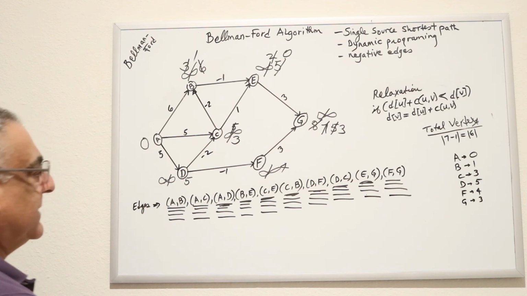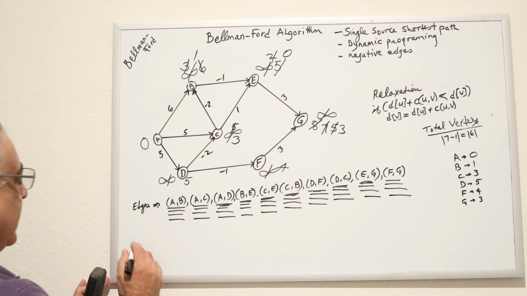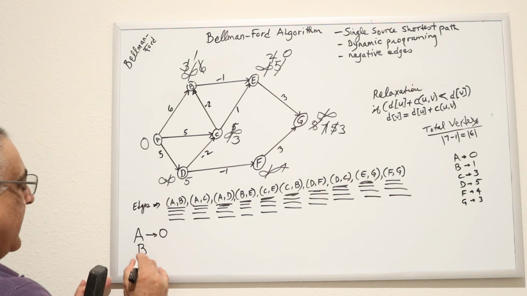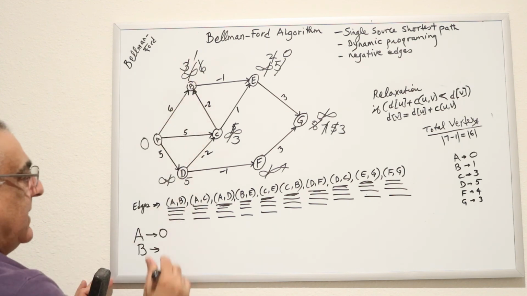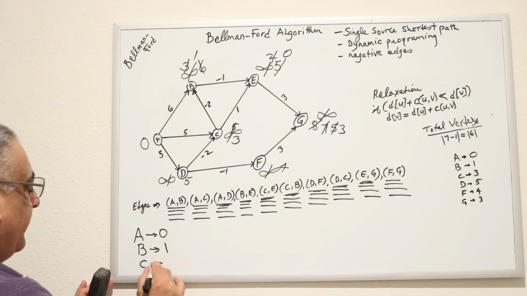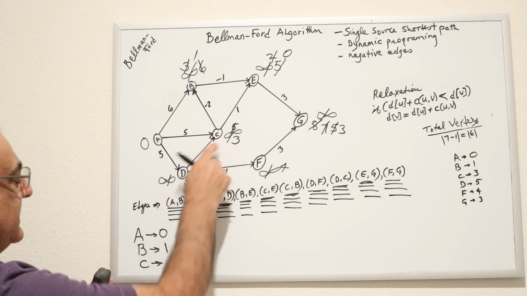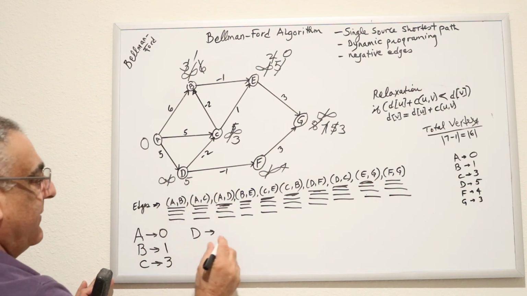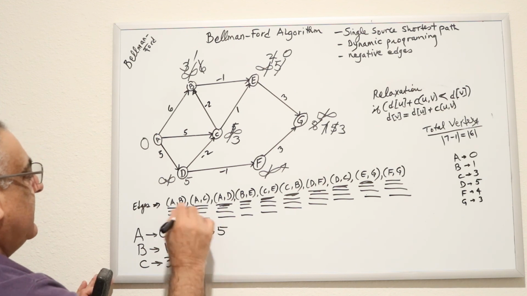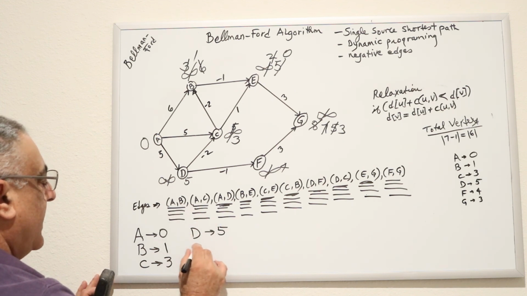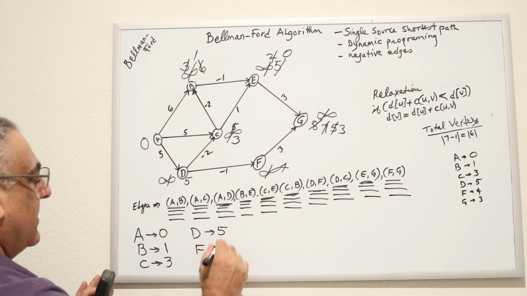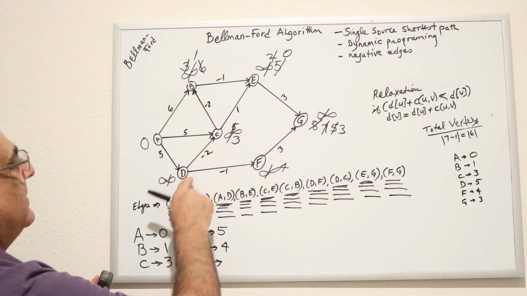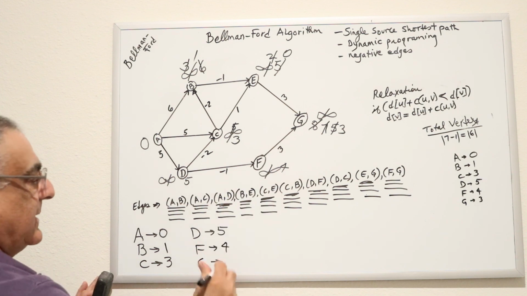So all I have to do is now write my values. If you look at this, A is 0, B is actually, what is B? That's a 1. C, what is the value in C? That's a 3. D, what's D? 5. Then I have F. What's at F? F is 4. And then G, what's the value at G? That's a 3. That's it.